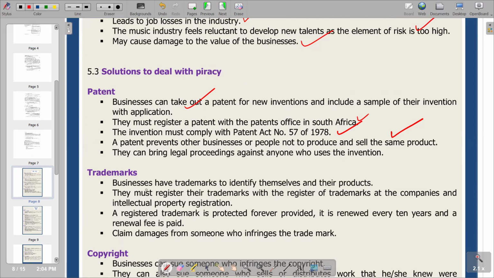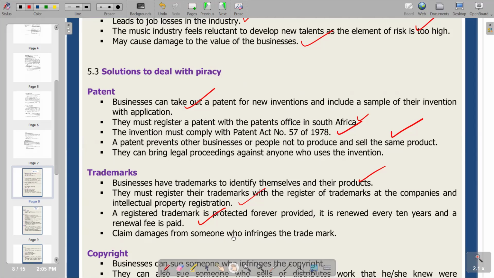And also we can have trademarks, whereby a trademark is also a form of intellectual property that consists of a word, a phrase, a symbol, or a design that identifies a particular product and distinguishes that product from other products. So that's a trademark. Businesses have trademarks to identify themselves and their products. And they must register their trademarks with the Register of Trademarks and the Companies and Intellectual Property Registration. So they have to be registered for you to claim them. A registered trademark is protected forever. It is renewed every 10 years and a renewal fee is paid. So this is some of the information that we can include under trademarks.